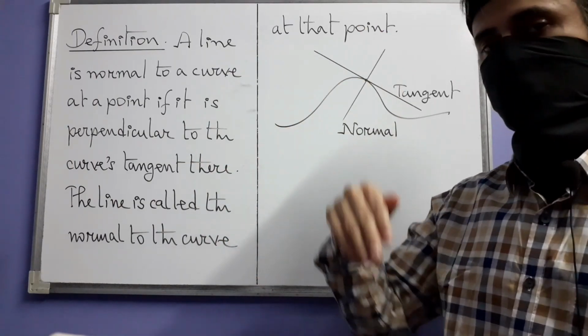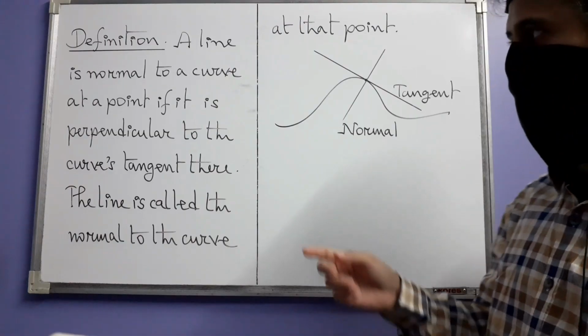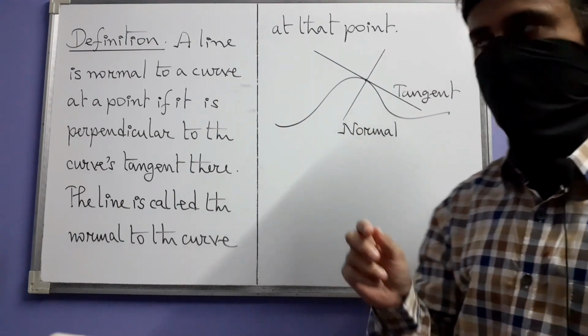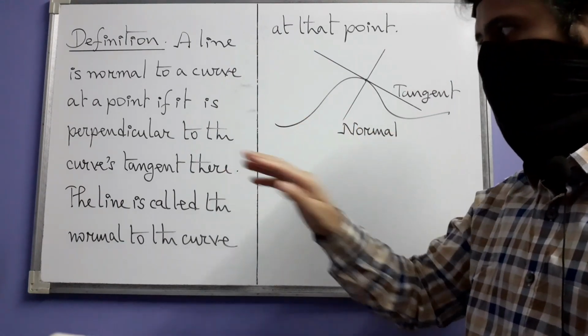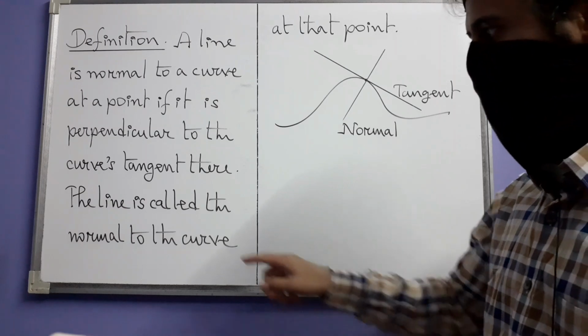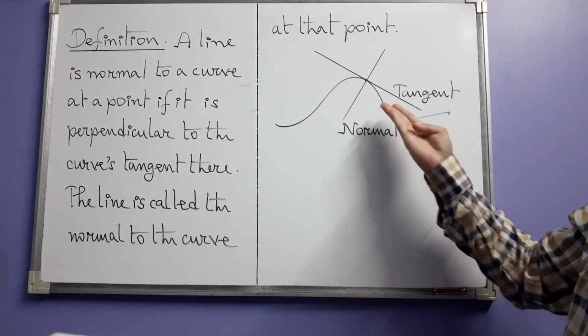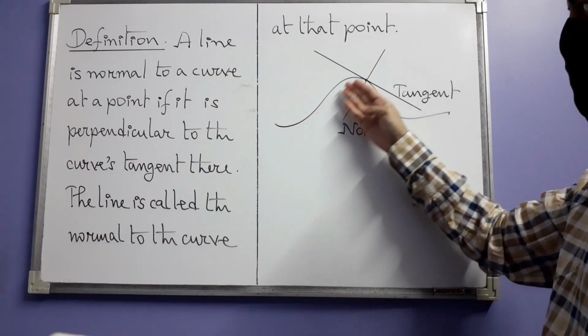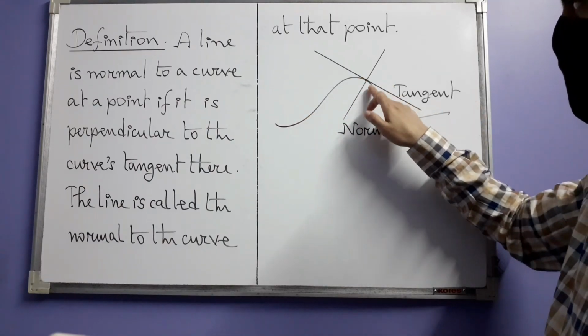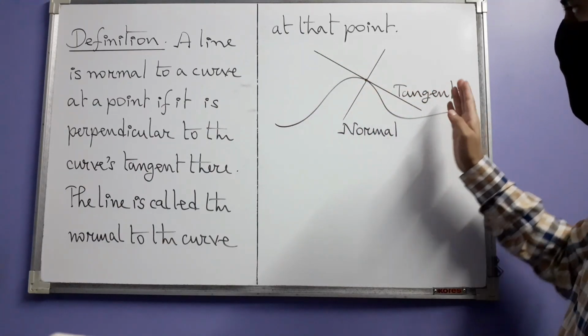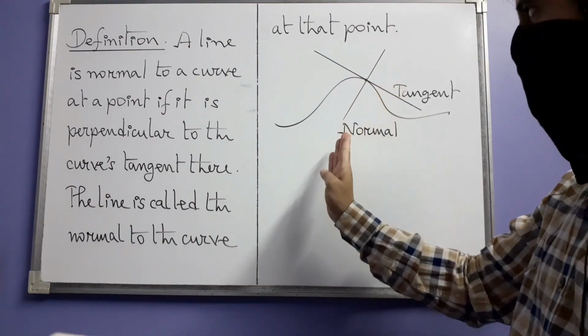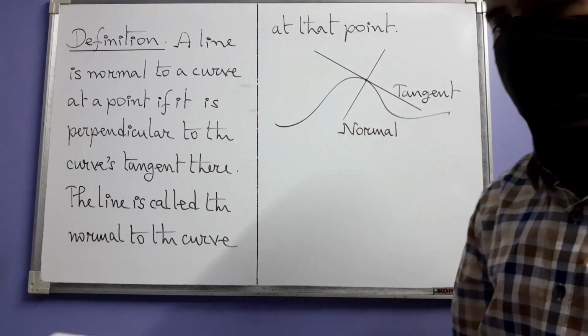This new line is also passing through that point that the tangent is passing through, but at the same time it is perpendicular to the tangent, and this line is called the normal to the curve at that point. For example, this is some curve where at this point this is the tangent, then the normal will be perpendicular to that and will pass through that point.